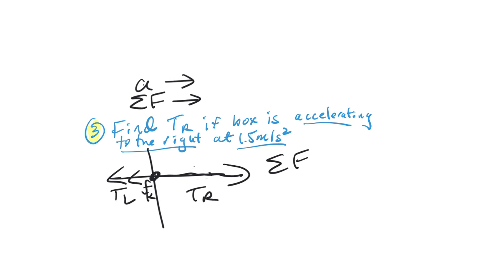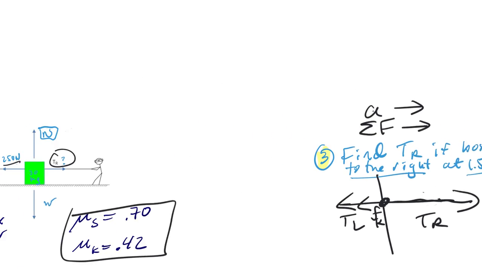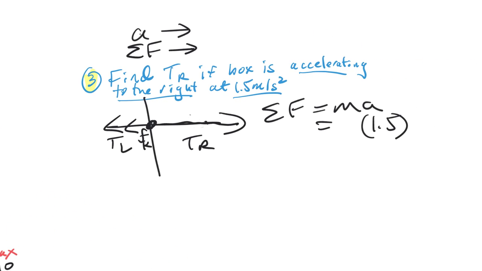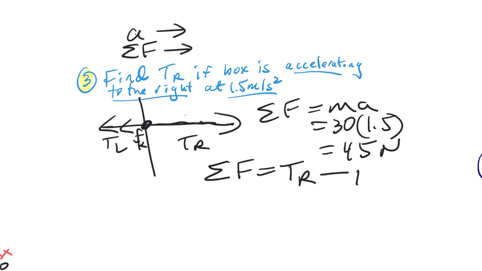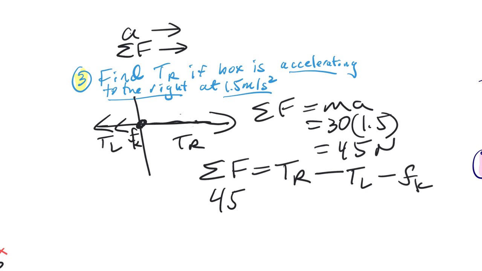So net force is equal to ma. I can use this equation now because I have acceleration, 1.5, and the mass is 30 kilograms. So 30 times 1.5 is 45 newtons. Now, don't stop there. Now, I use the equation with my free body diagram. So TR minus TL minus FK is equal to the unbalanced force, which is 45. We just found that. TR is what I'm looking for.